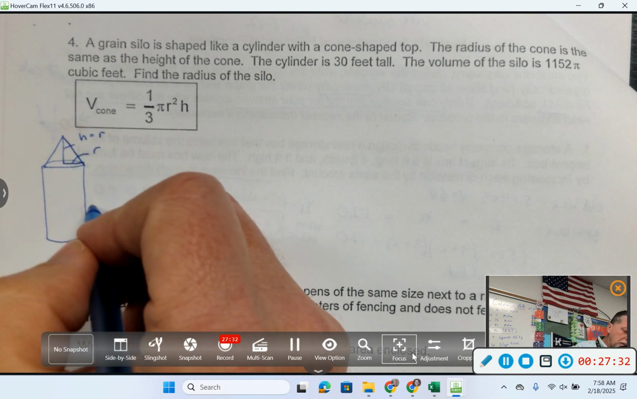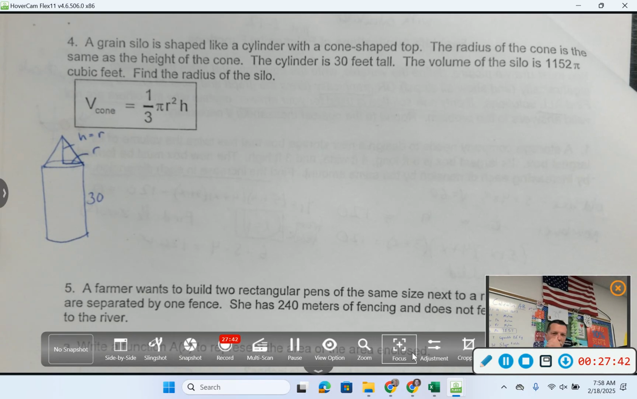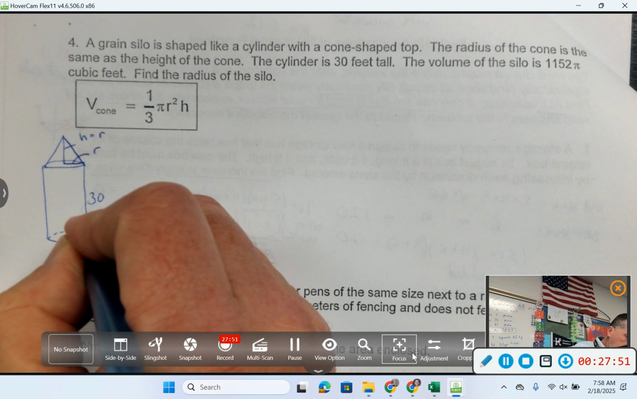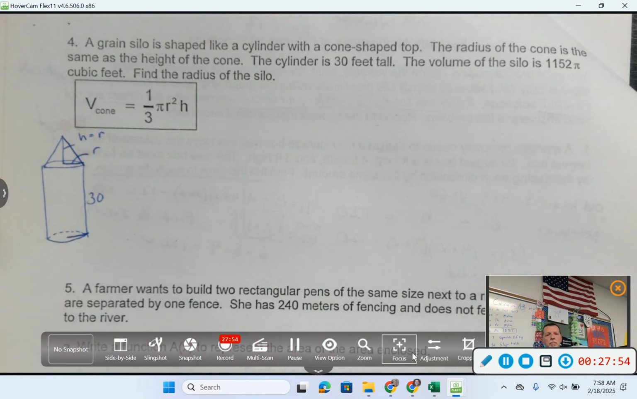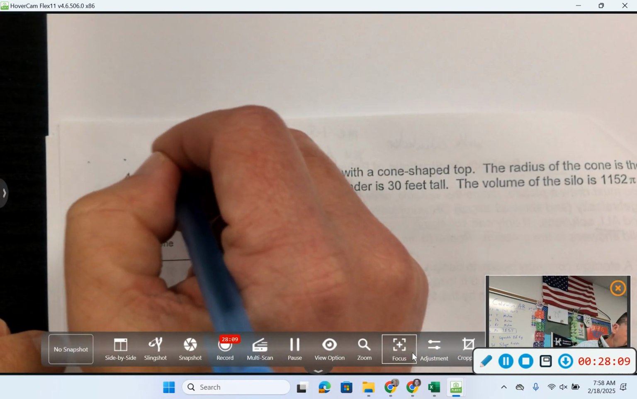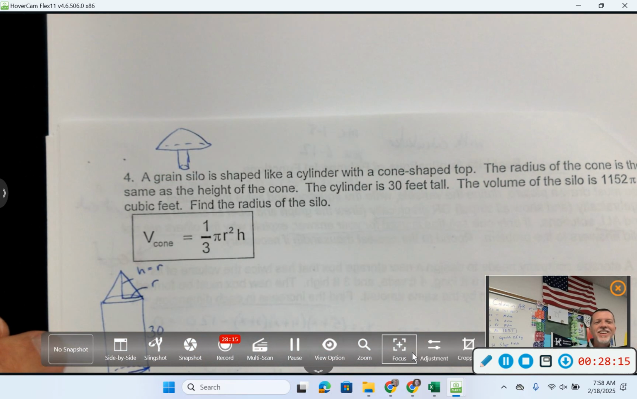Oh, be careful. I was about to label this H, but I already have an H, so maybe I'll just label it 30. 30 feet tall. The volume is 1152 pi. Find the radius of the silo, which presumably is the same thing as the radius of the cylinder. It would be funny to have a bigger cone on top of a smaller cylinder. I don't think that would be a grain silo.